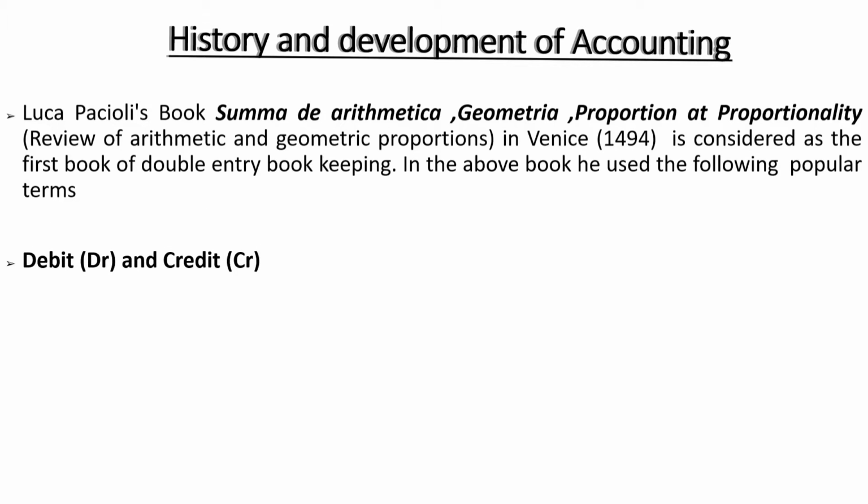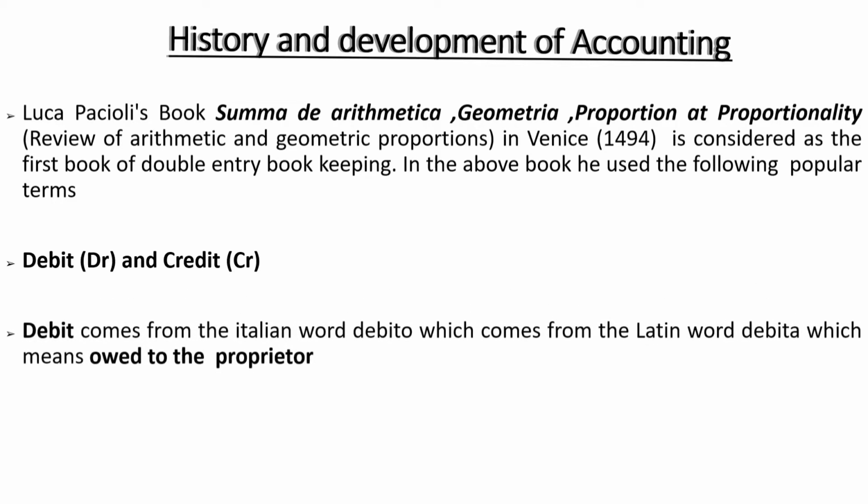For a student of accounting, the two important terms are debit, or in short DR, and credit, or its short form CR. First, let us see the meaning of these basic terms used in accounting. Debit is a word that comes from the Italian word debito, which comes from the Latin word debita, which means owed to the proprietor. Debit means owed to the proprietor.